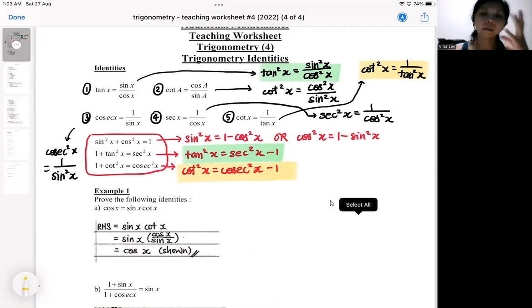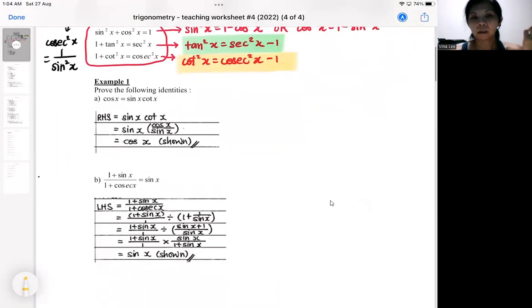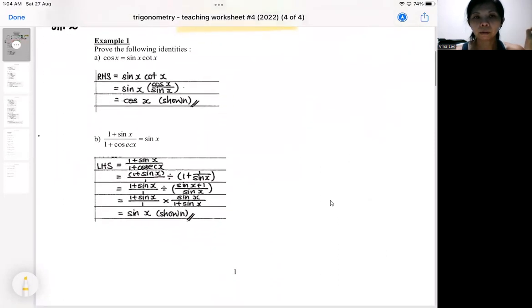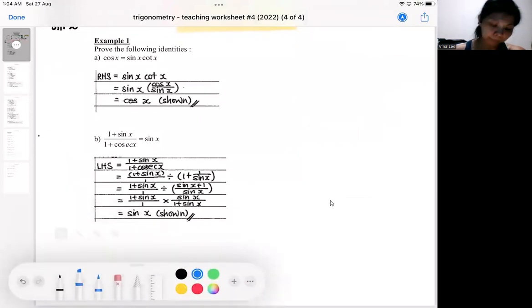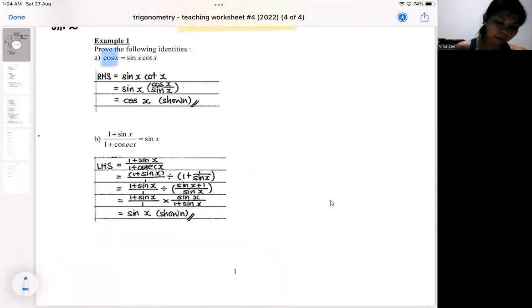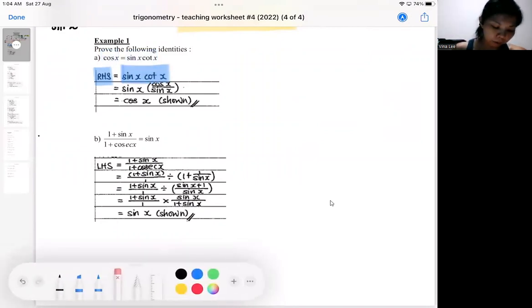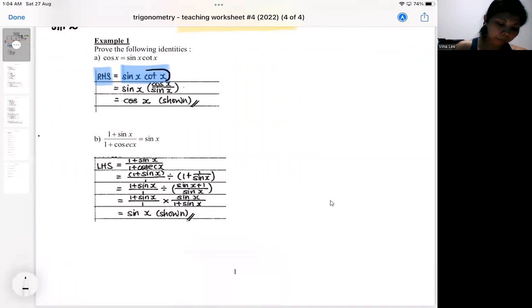Okay, and again, if you're going to do proving, you have to start from the more complex side. For example, if you look at example 1a, we have the left side and the right side. Apparently the right side looks more complex. That's why I'm starting from the right-hand side. When I start from the right-hand side, my thinking should be: I must use a suitable formula.